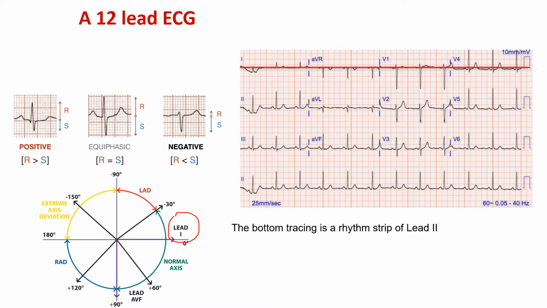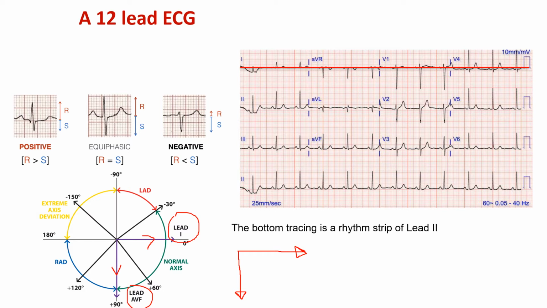If you have a vector that's headed this way for lead number 1, and as you can see right here, down here is your lead AVF. Let's say you have an electrical vector that's headed this way right here, and I'm going to show you how you can tell the direction of the vectors in just a minute. But let's just say that you have a vector that's moving down this way in lead number 1, and you have another vector moving down this way right here for lead AVF.